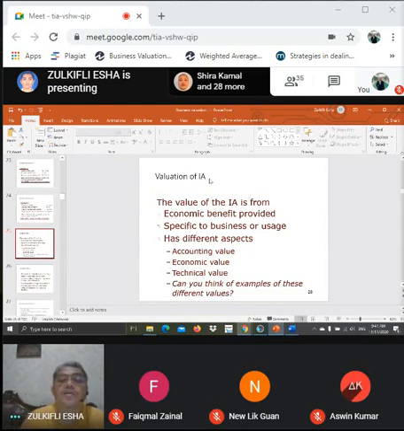So the value of the intangible asset comes from the economic benefit provided, the specific usage to the business or to the company. Normally intangible assets have different aspects. Among the aspects are accounting value, economic value, and technical value. So what is accounting value? What is economic value? What is technical value? So we need to know the different types of intangible assets, and then what value the intangible asset has. Is it accounting value, economic value, or technical value? Then we need to know the differences between accounting value, economic value, and technical value.